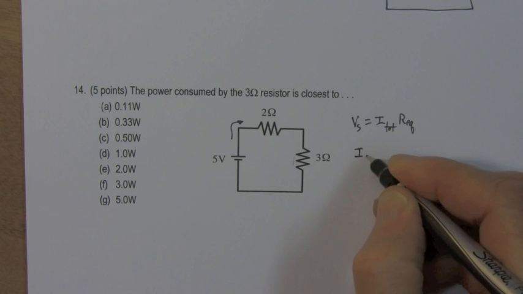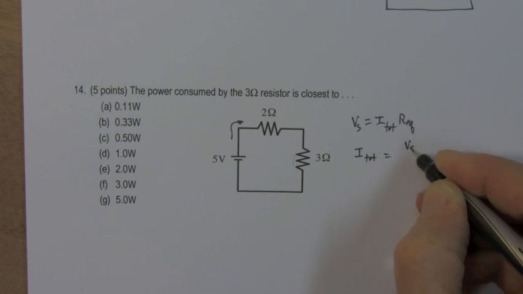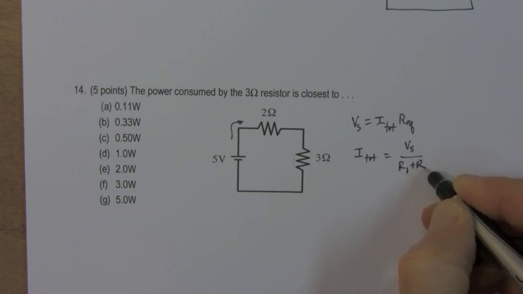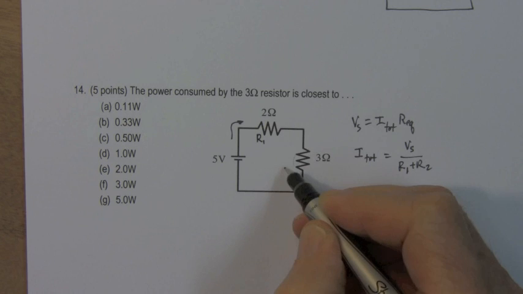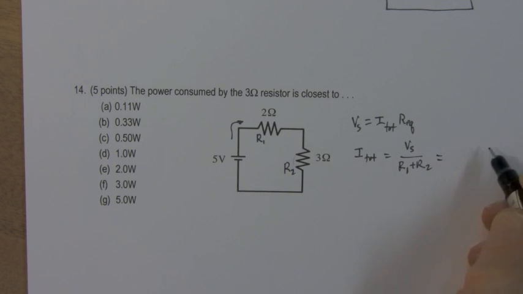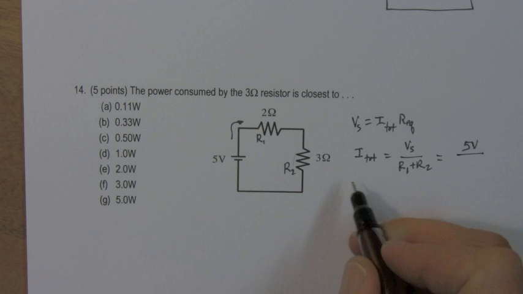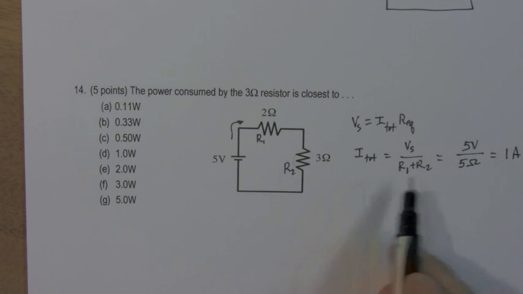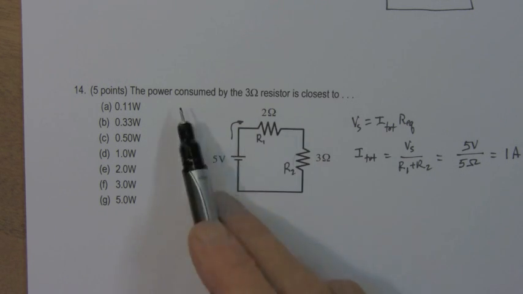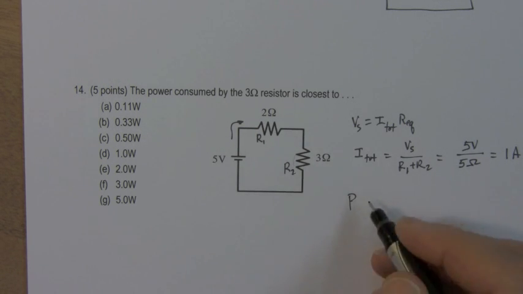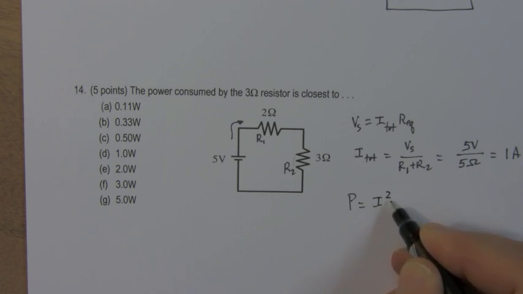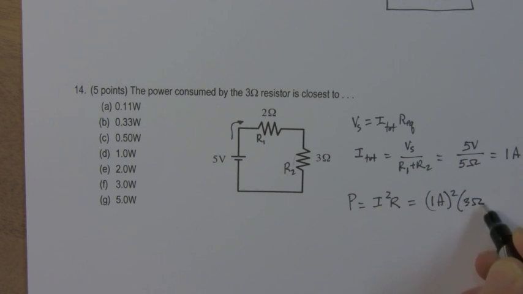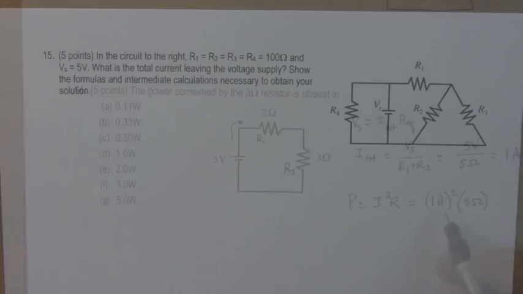So we can solve for I total as V source, in this case 5 volts, divided by the equivalent resistance, that's just R1 plus R2. If this is R1 and this is R2, they're in series. This is equal to 5 volts divided by 2 plus 3, or 5 ohms, or 1 amp. So if the current is 1 amp, we're still looking for the power. So the power in this resistor here is equal to I squared R, 1 amp squared times the resistance, 3 ohms. So it's 1 times 3.